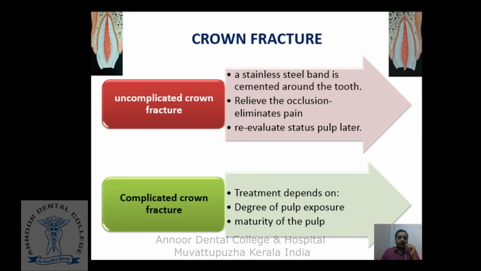Complicated crown fracture involves enamel, dentin, and pulp. Management depends on two factors. The first one is the degree of pulp exposure, whether it is a pinpoint exposure or a total unroofing of the coronal pulp. The second factor is the maturity of the pulp, whether it is immature, that is, an open apex case, or mature with a closed apex. How to know it? Radiographic examination of the tooth is important in this scenario.